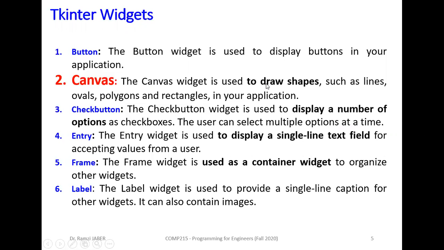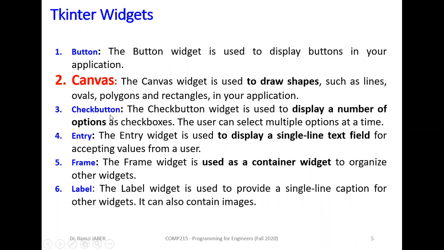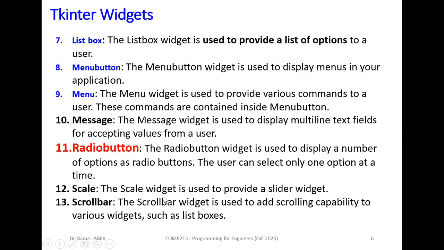The canvas widget is used to draw shapes such as lines, ovals, polygons, and rectangles in your application. Also, today we'll learn radio button. The radio button widget is used to display a number of options as radio buttons. The user can select only one option at a time. It's different from check button. In check button, the user can select multiple options at the same time, whereas with radio button, the user can select only one option. We'll see that in the lecture.